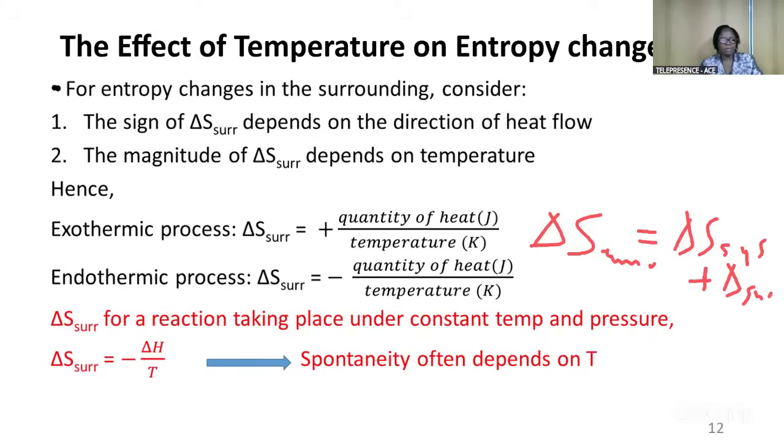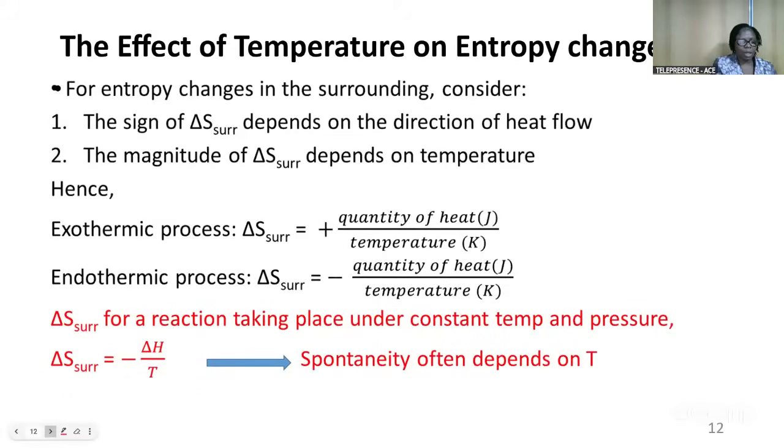And then for an endothermic process, it means the system is taking heat from the surrounding. So the delta S of the surrounding is going to be negative. So for a reaction taking place under constant temperature and pressure, you must bear in mind that delta S of the surrounding is minus delta H over T, which means that spontaneity depends on temperature. Spontaneity will always depend on temperature.